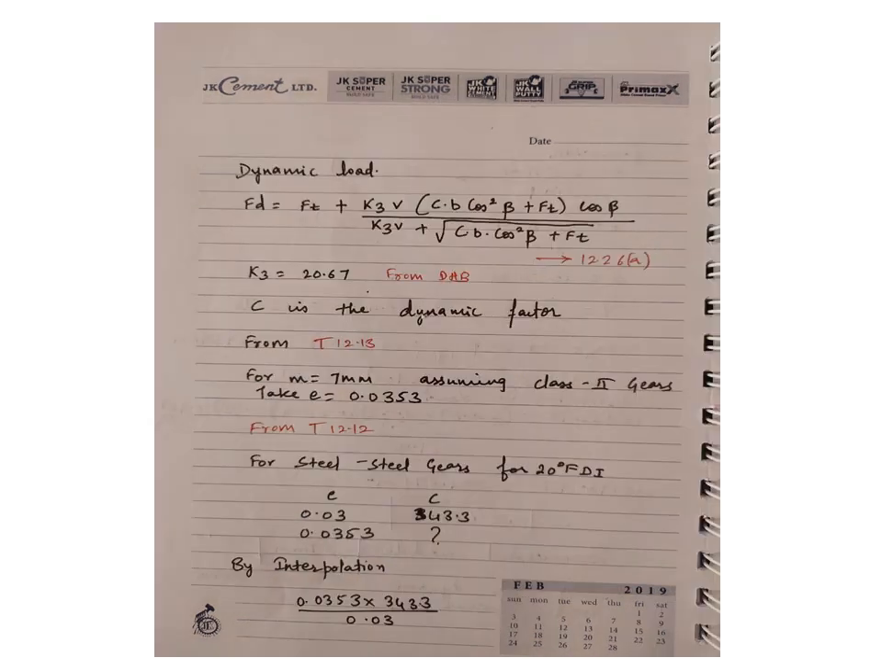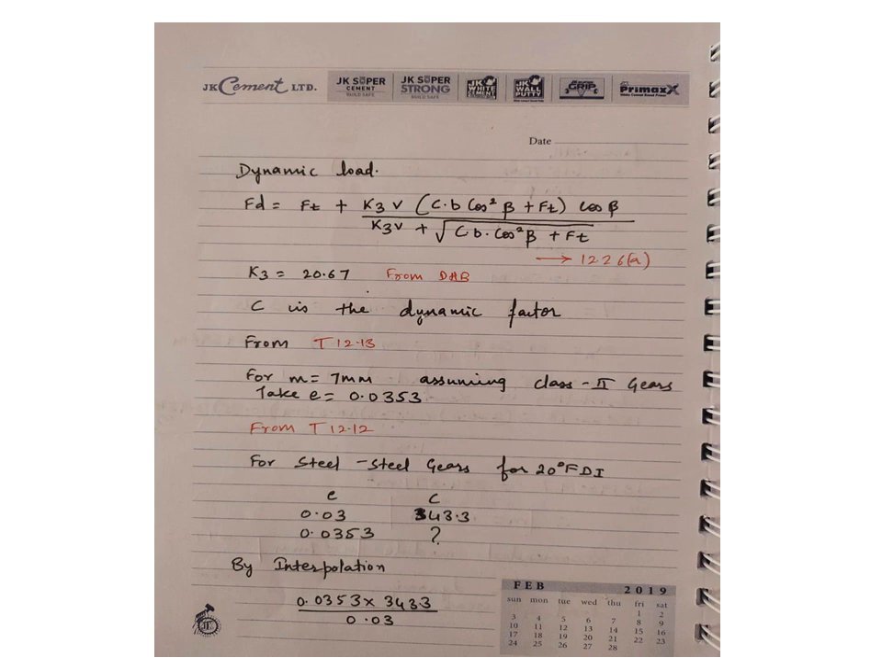After calculating m, it is required to check for the dynamic load and wear load. Now, checking for dynamic load, Fd is equal to Ft plus K3 into (V into C into B into cos square beta plus Ft) into cos beta, divided by K3 into V plus C into B into cos square beta plus Ft. This is as per equation number 12.26a from the data handbook. K3 is given as 20.67 for SI units from the data handbook.